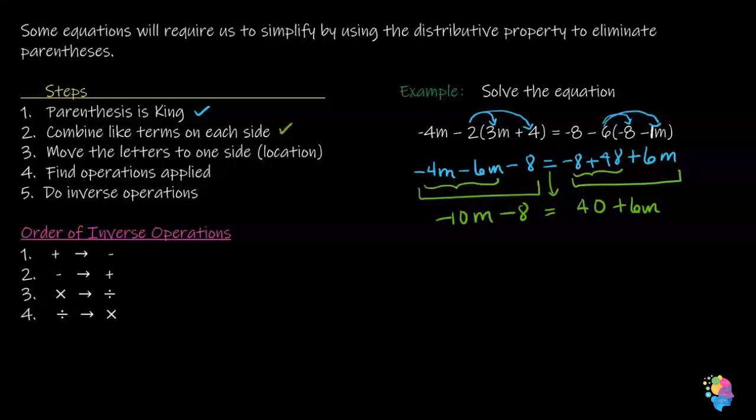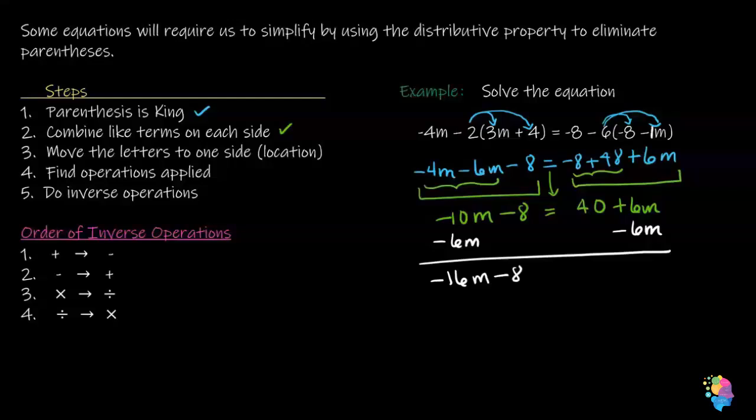Now is the time to move the letters to one side. Remember that I always move my letters to the left. That means if there are any letters, variables, on the right side, I'm going to move them to the left side. So on the right side, I have a plus 6m. So the opposite of addition will be subtraction. So I'm going to subtract 6m from both sides. From left to right, minus 10m minus 6m. Same sign, we add and keep the sign. That's negative 16. Don't forget to bring down the variable.